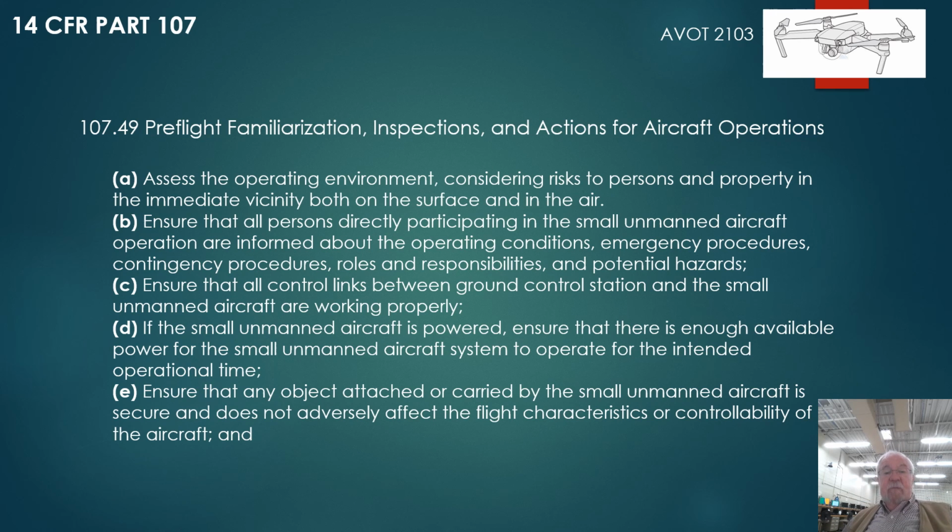E, ensure that any object attached or carried by the small unmanned aircraft is secure and does not adversely affect the flight characteristics or controllability of the aircraft. All right, and the example here is you've got something attached, you're hanging a cargo load from a piece of string, a cord or some kind of a connection here.